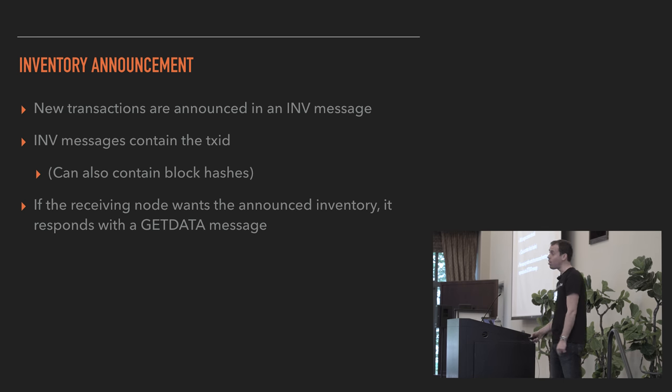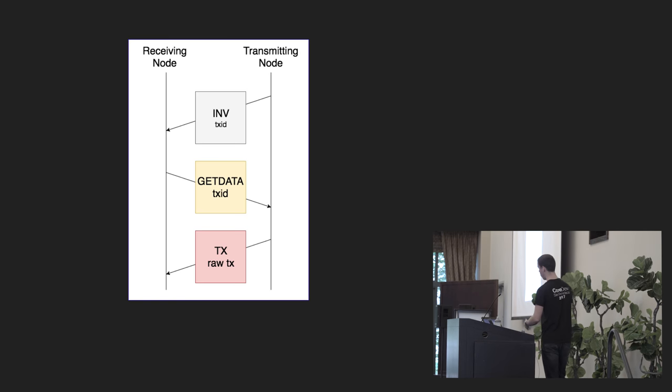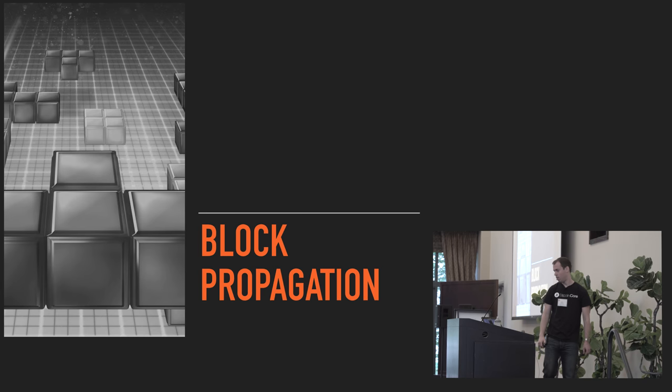If the receiving node wants that transaction, if it hasn't seen it before, it sends a getdata saying, yep, send me that transaction, and then the announcing node will send a tx message. So it looks like that, pretty simple. Transmitting node sends an inv, receiving node wants that transaction, so it sends a getdata, and the transmitting node sends a tx. Make sense? Yeah, pretty easy. Okay, so that's transactions.